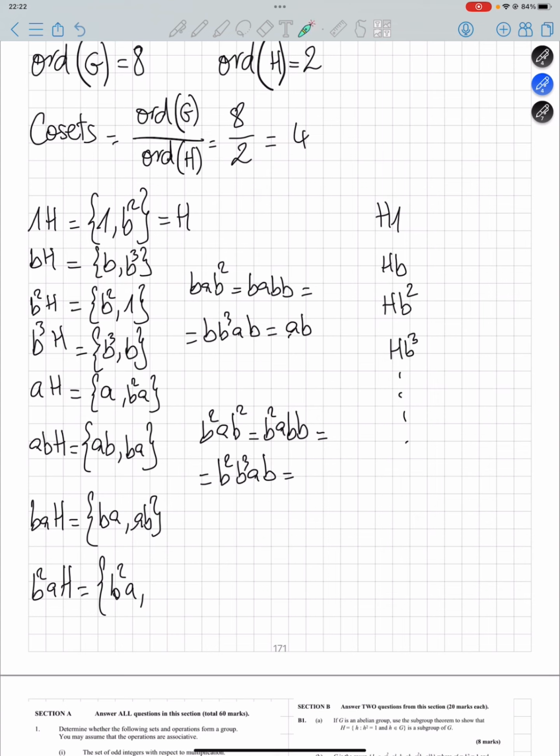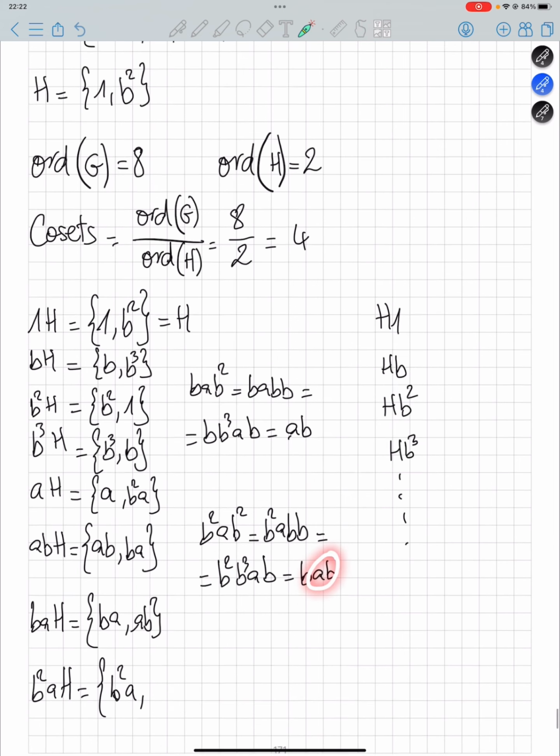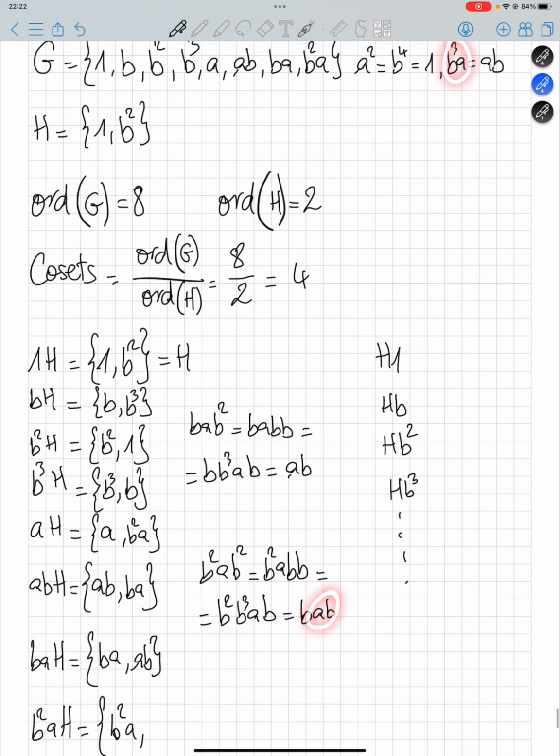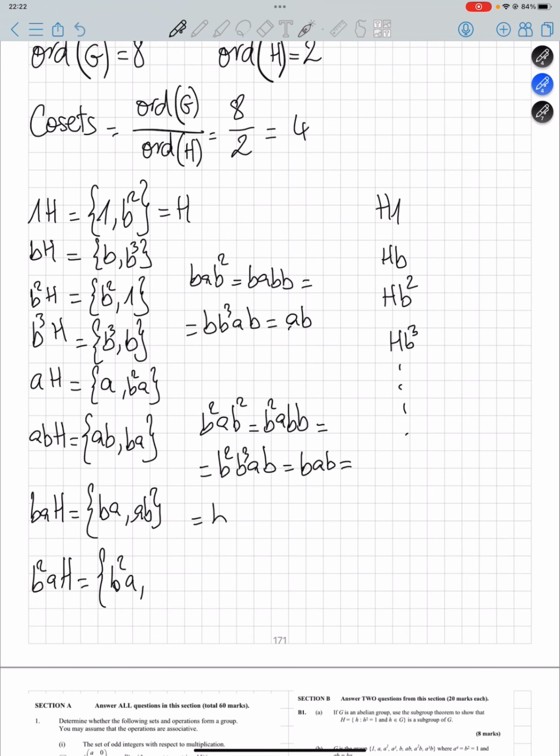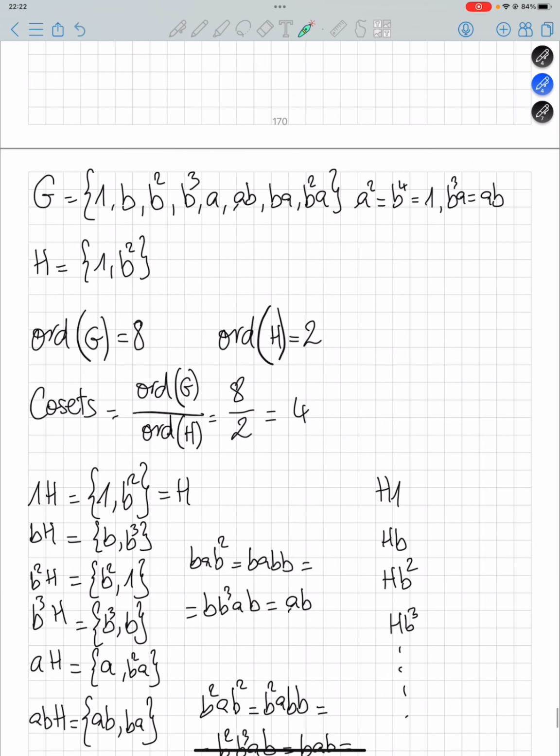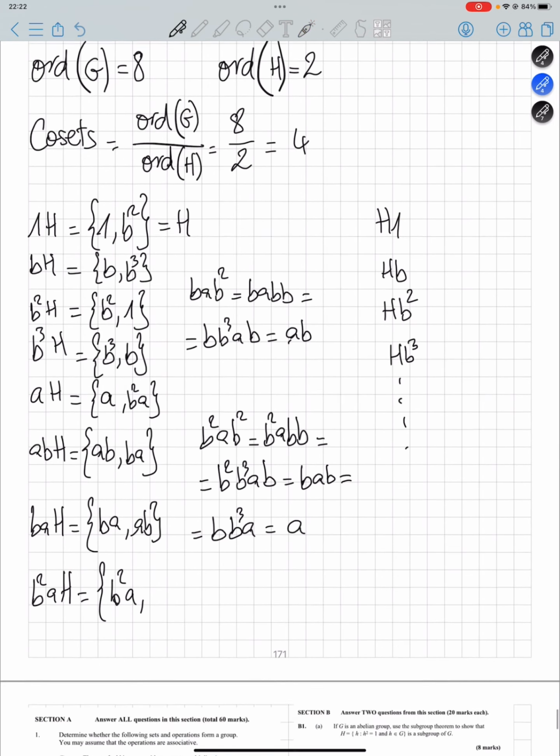Now this is basically B5, which is basically B, because B4 is identity, then B A B. Now this AB is B cubed A, so we have B cubed A, and that is equal to A because this is B4 and B4 is identity, and A is an element of this, so this is A.